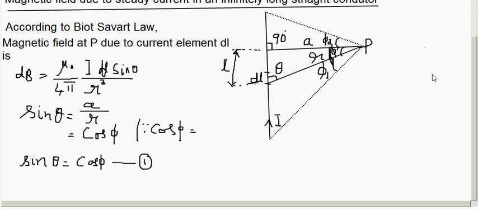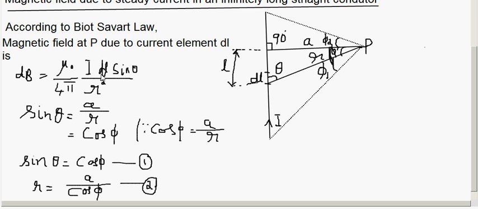Now next, we will try to find out what is dl and r. From this itself I can write cos phi is A by R. Therefore R is A by cos phi. R is A divided by cos phi. Remember, we are replacing all terms like dl, sin theta, r in terms of cos phi. So r is A divided by cos phi.